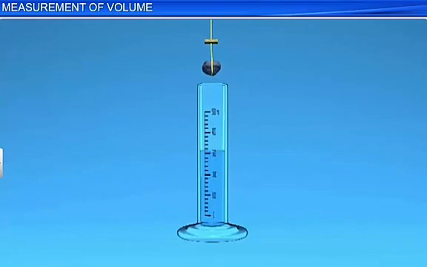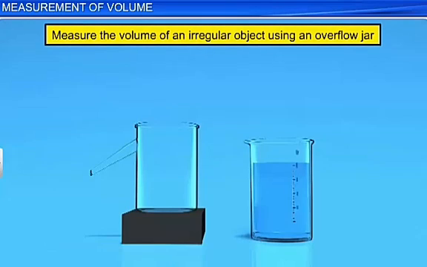If the given irregular object is lighter than water, then a heavy solid insoluble in water, such as a piece of stone or metal, is used along with the given object. This heavy solid is called a sinker. Subtract the volume of the sinker from the increase in the volume of water to get the volume of the lighter object alone. Let us now measure the volume with an overflow jar.